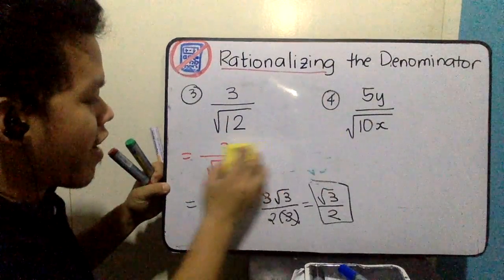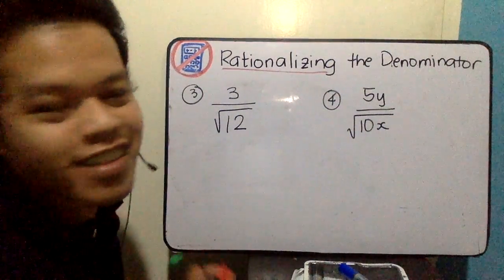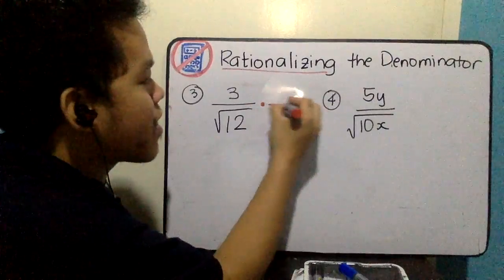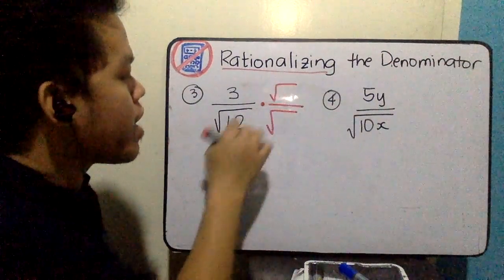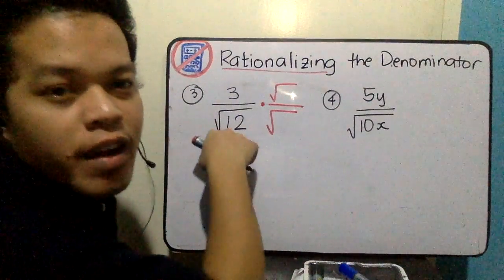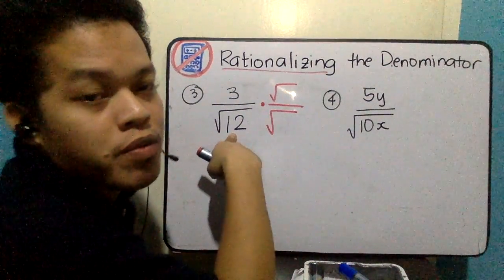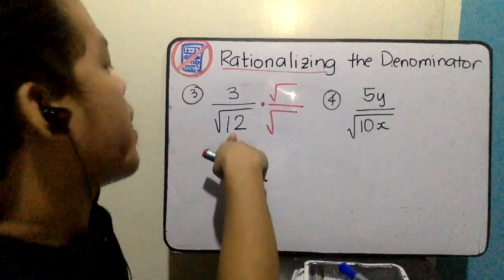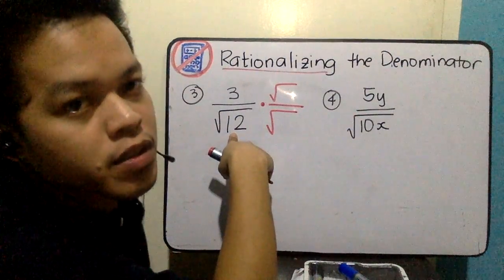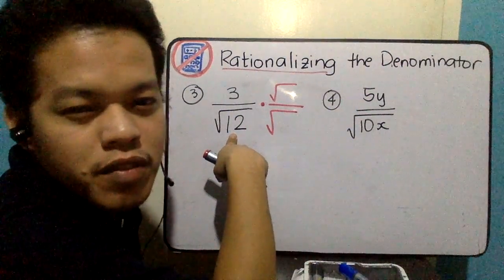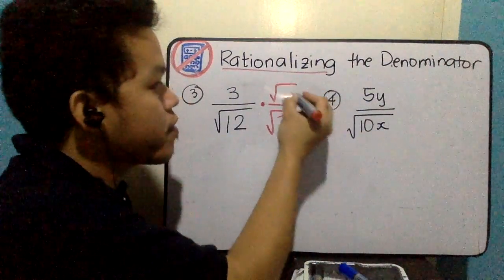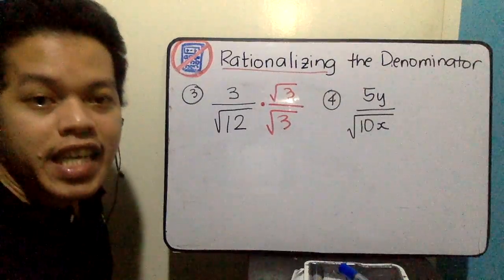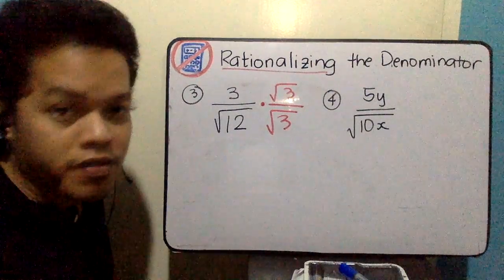We can also have another way. Okay, this is a third way. By multiplying this by the number that can make 12 a perfect square. And what's the closest perfect square to 12? Or what do you think you will multiply to 12 to make it a perfect square? You can multiply it by 2 to make it 24, but 24 is not a perfect square. When you multiply it to 3, 12 times 3 becomes 36, and 36 is a perfect square.